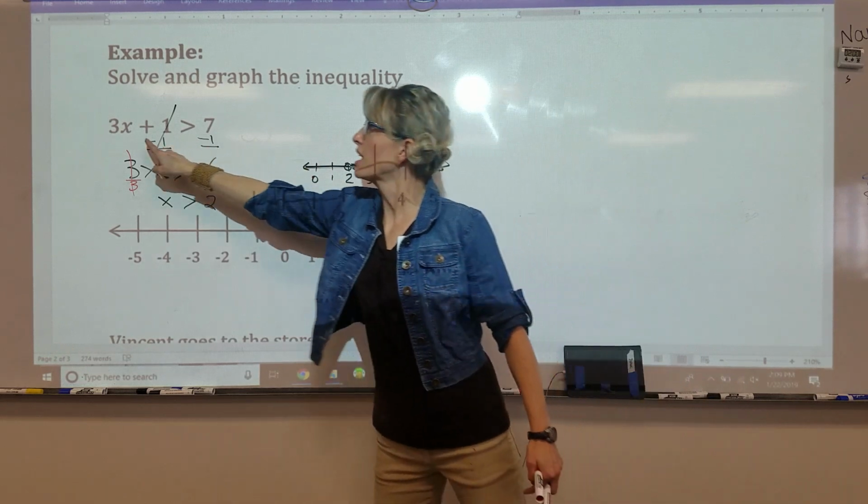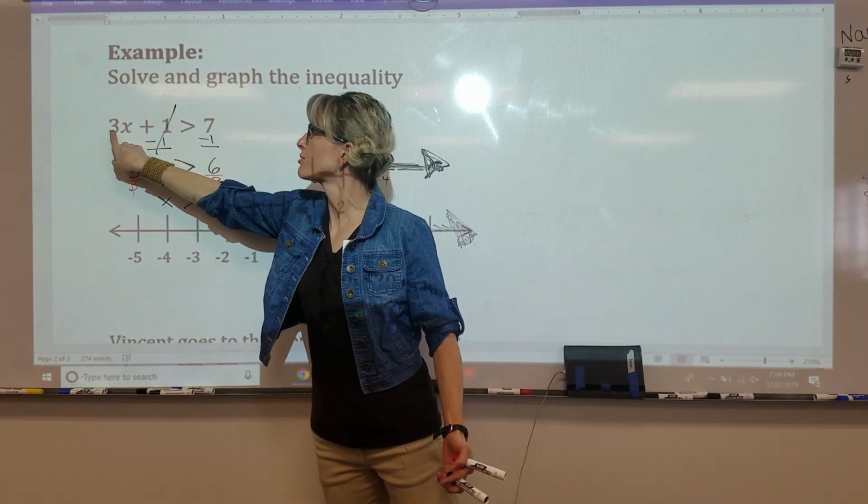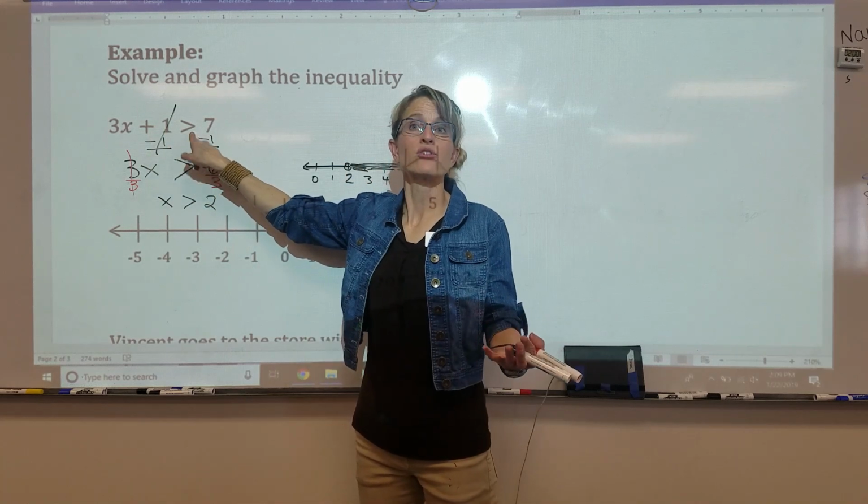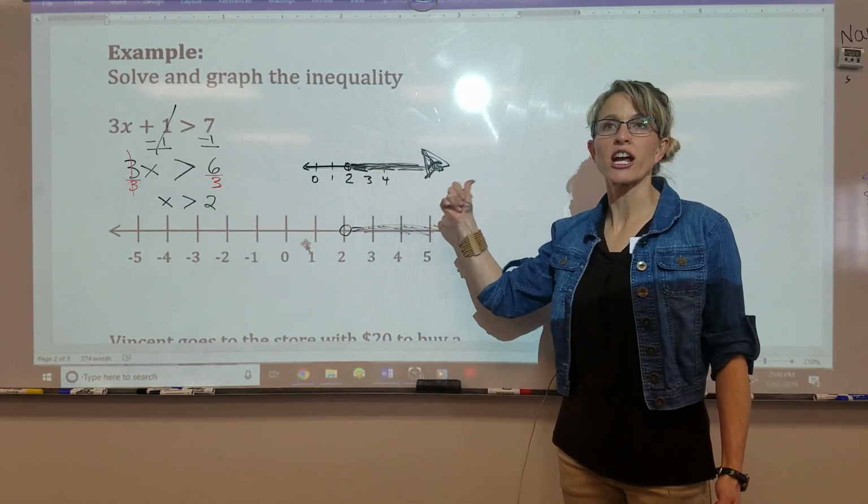So I could put in a 3 right there, and let's see if it's true. It's 3 times 3, that'd be 9, plus 1, that's 10. 10 is greater than 7, so I know that works. I know I shaded on the correct side.